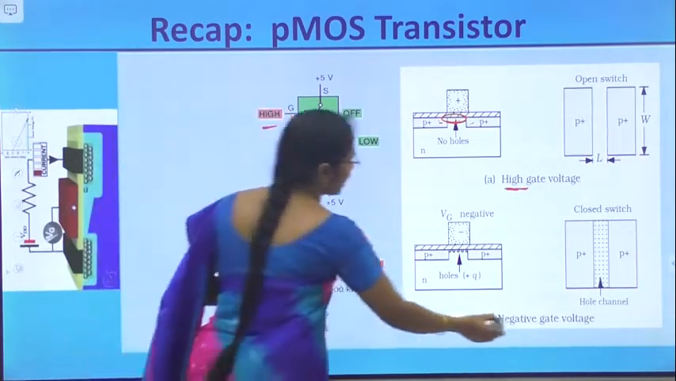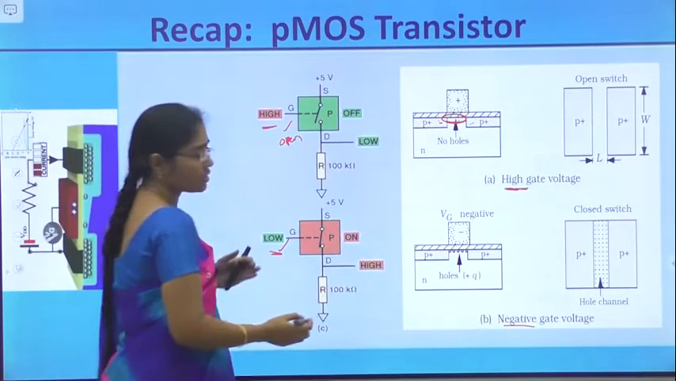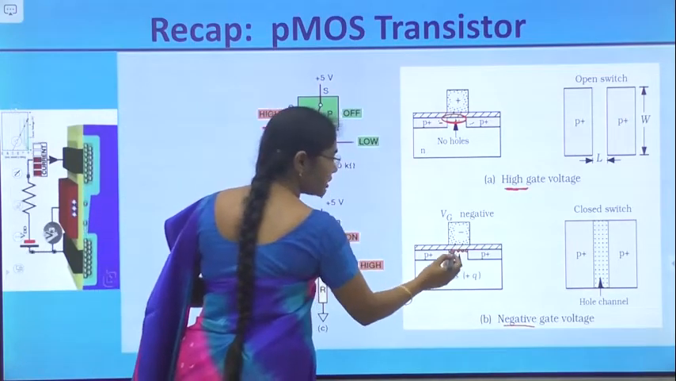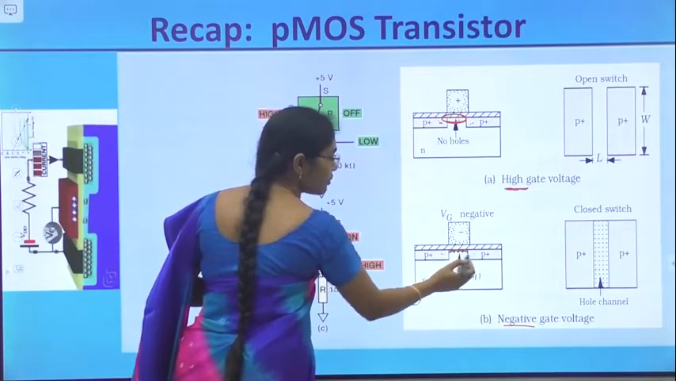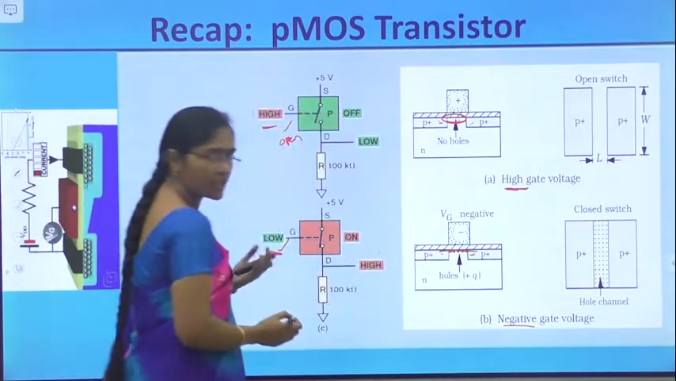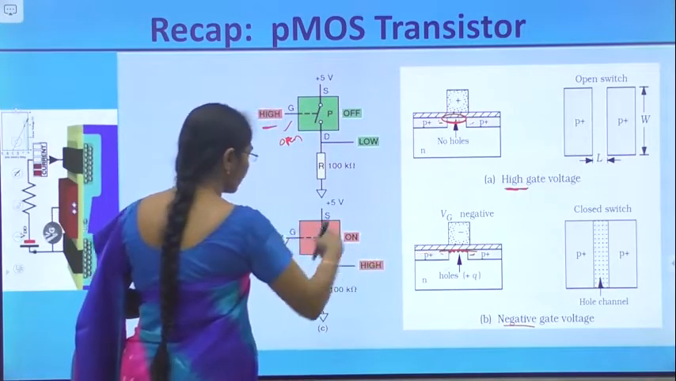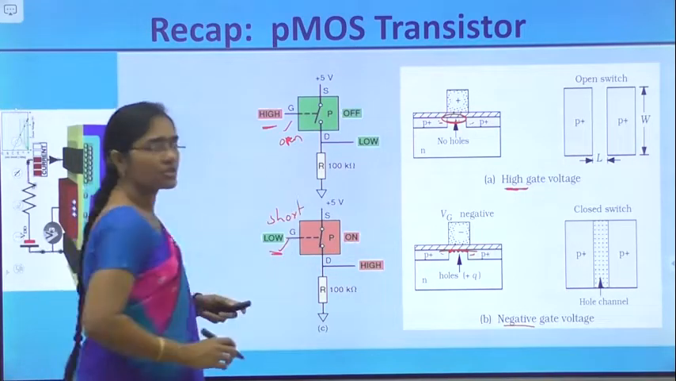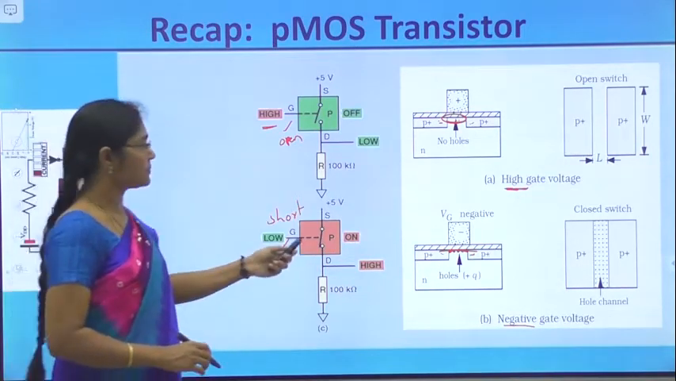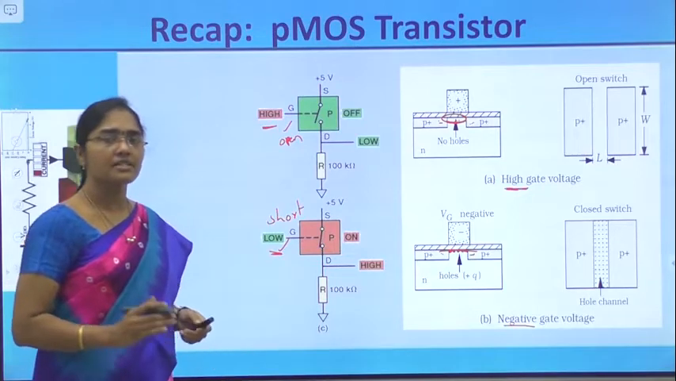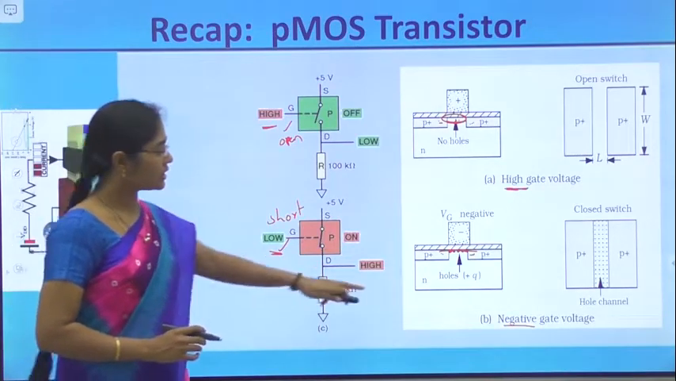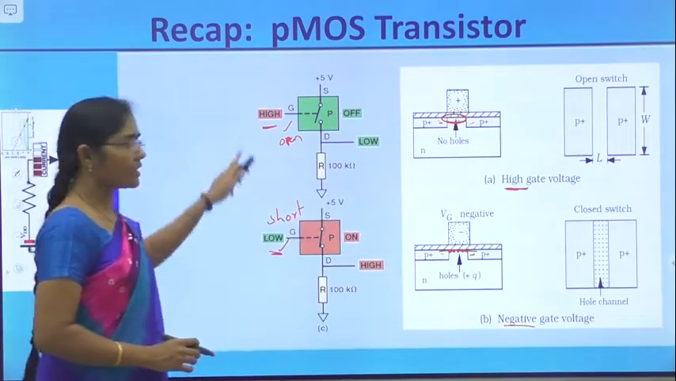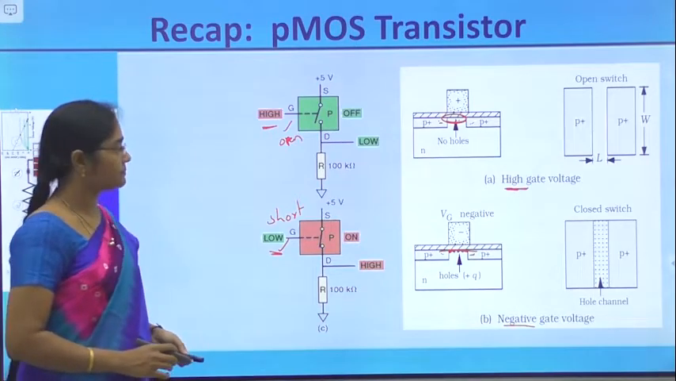And for a negative gate voltage, the holes will be accumulated here. Then it forms a p plus junction, meaning a channel. So therefore it acts as a short circuit, a closed switch. So this is the nMOS and pMOS switch behavior for the gate voltages or the input voltages.